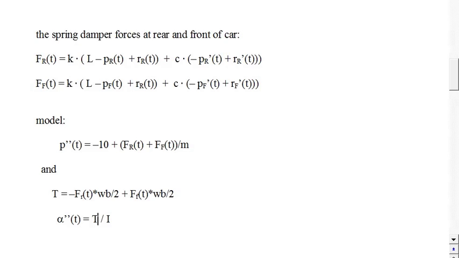The torque created by the front spring damper assembly is F sub f of t times Wb divided by 2. The model for the angular acceleration of the car body is given by Newton's second law of motion for rotation and is alpha double prime equals torque divided by I.